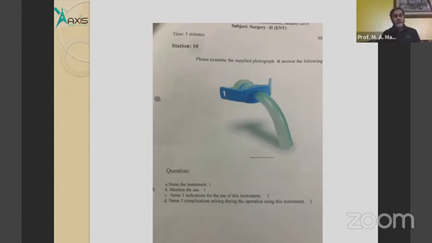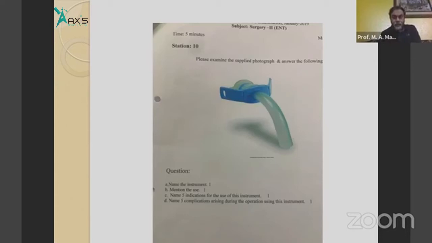Mention the use. It is used in tracheostomy operation. Indications of tracheostomy: to bypass the upper airway obstruction, as I said, in case of carcinoma larynx, acute epiglottitis, laryngeal diphtheria, road traffic accident, in ventilatory failure patients, Guillain-Barré syndrome, respiratory failure patients, other viral infection. We can use this one. To protect the lower respiratory tract in major head and neck surgery, you can use this one for tracheobronchial toilet.